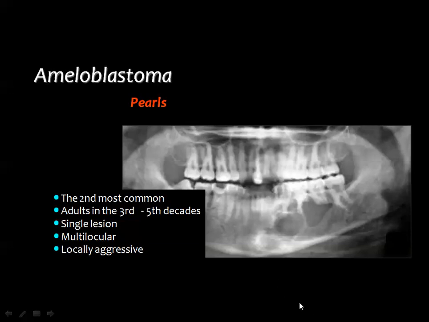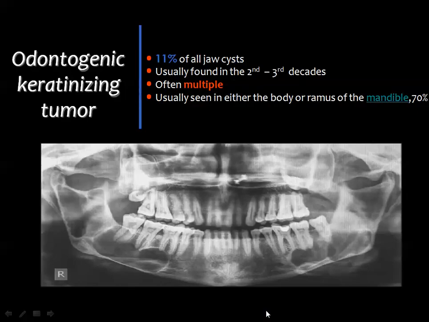Then the next type of the benign cystic lesions in the mandible is the odontogenic keratocyst or keratinizing tumor. This is a lesion which is less common in frequency and is seen in a relatively younger age, in the second to the third decades of life. And one of the prominent features of this lesion is that it occurs in multiplicity. Whenever you see multiple lesions like this, you can easily exclude the possibility of ameloblastoma.